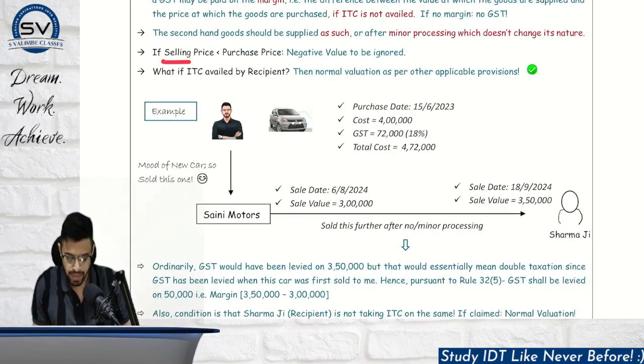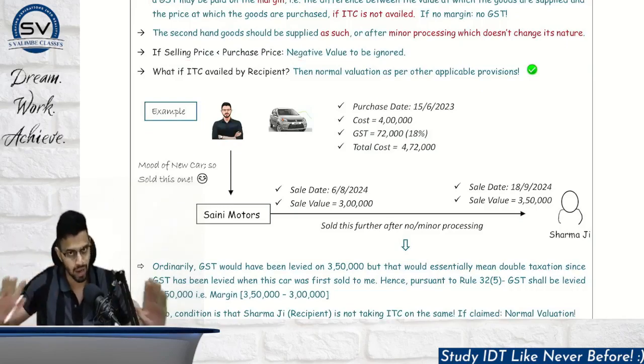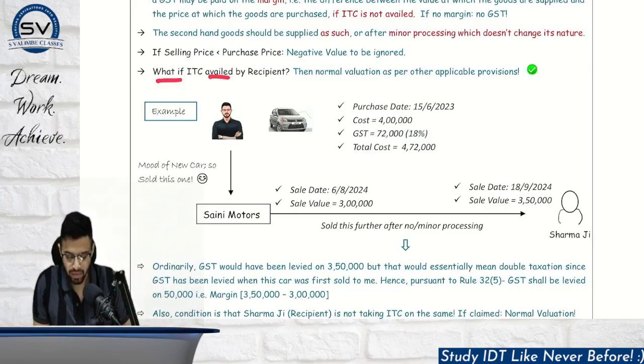If selling price is less than purchase price, for example, I bought for 50,000 but I am selling for 40,000, then obviously the negative value has to be ignored. What if ITC is availed by the recipient? Then normal valuation applies, the margin scheme will not apply.